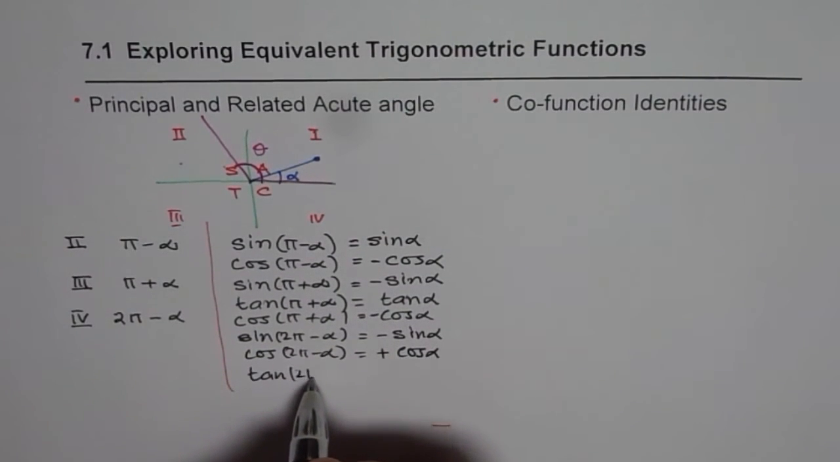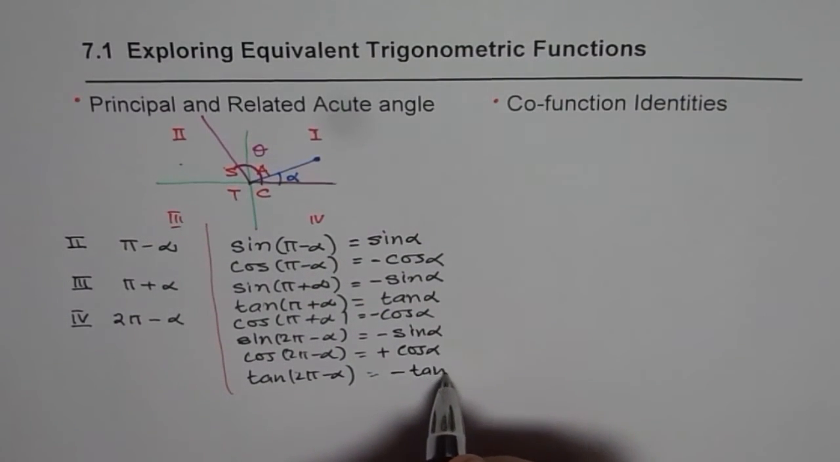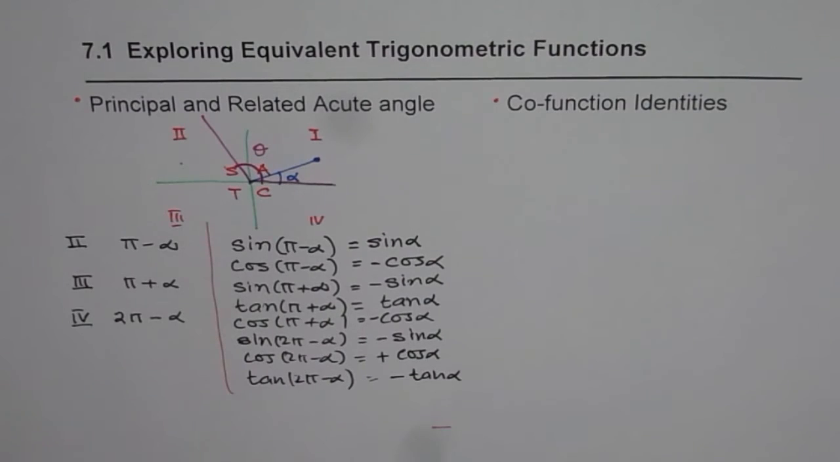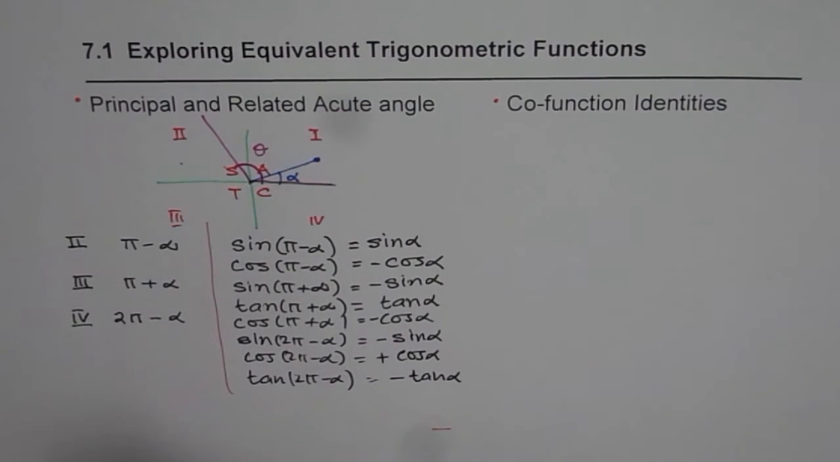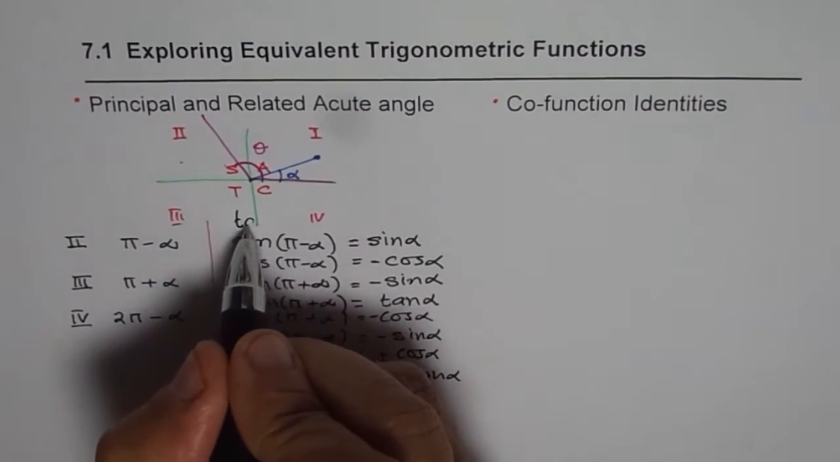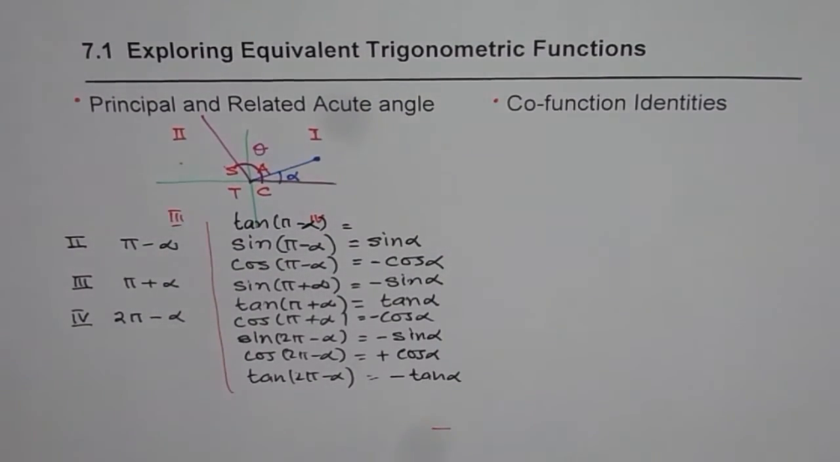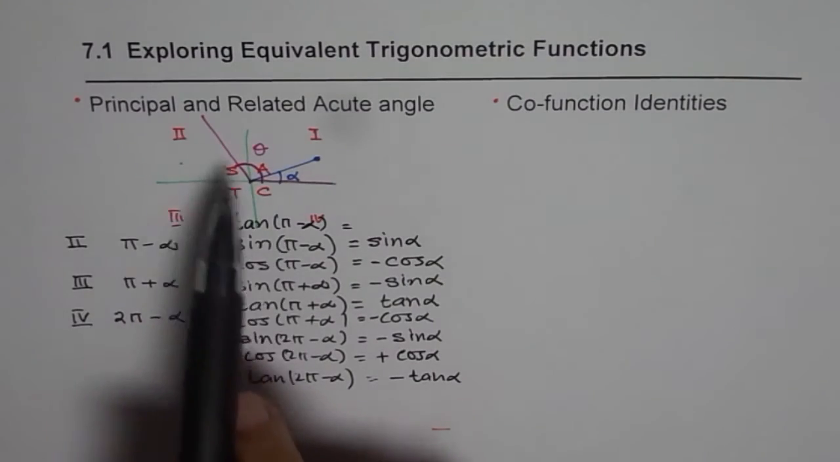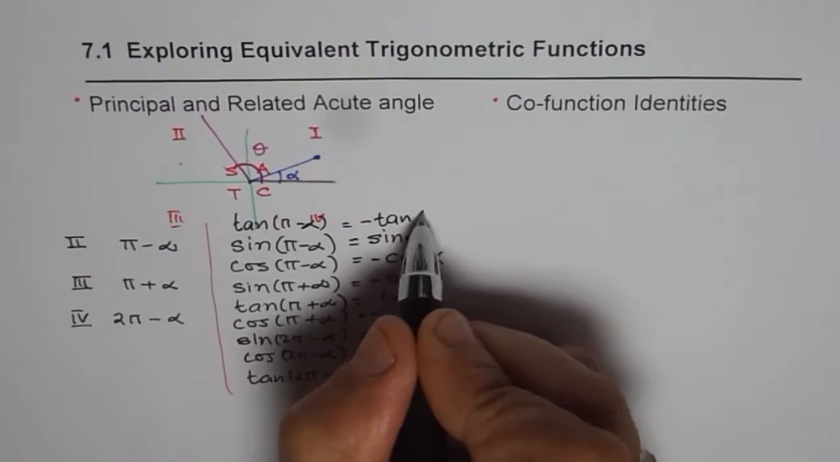However, tan of 2 pi minus alpha will be minus tan alpha. Now since in quadrant 4 only cosine is positive, cos will have a positive term. So I missed one of the terms, which is tan of pi minus alpha. Let me write here, you can fill it up. Tan of pi minus alpha should be equal to what? In quadrant 2 tan is negative, so it should be negative tan alpha. So you can fill that up.